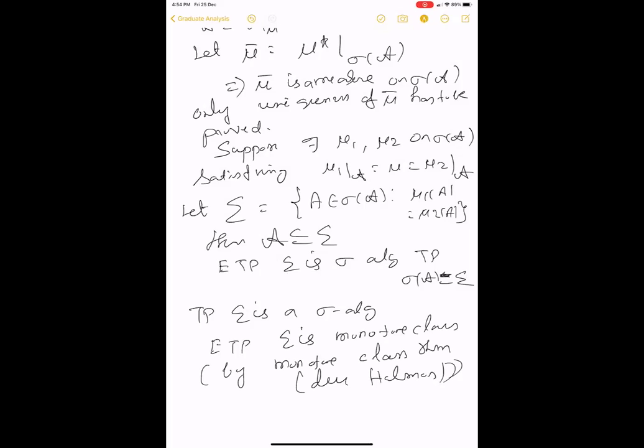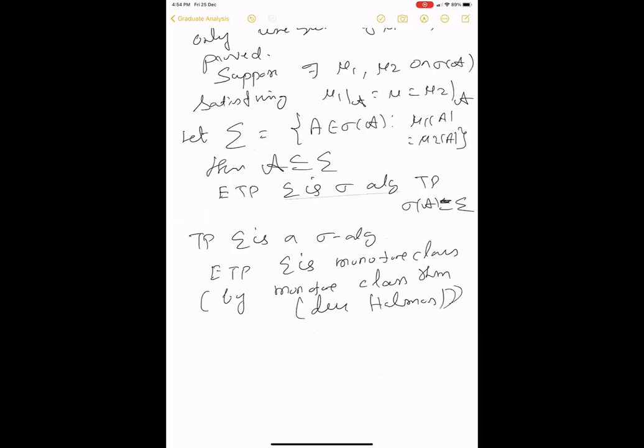So we have to prove it's a monotone class. From that, it's very easy to prove. So why is it true? Suppose A_n is a collection which increases to A. Then we want to prove A is also in E. Then A_n being in E implies mu1 of A_n equals mu2 of A_n.